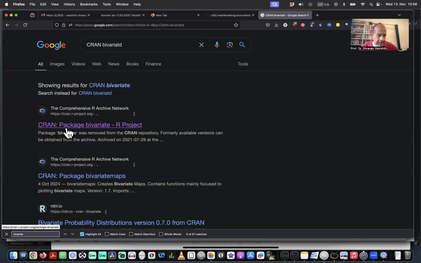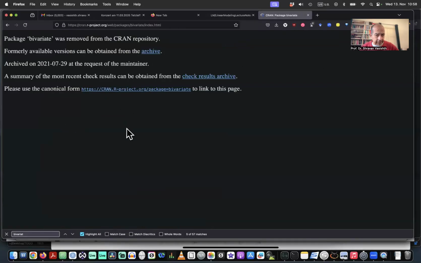Yeah. So this gets me to this bivariate package here, okay? And it says here, this package was removed from the CRAN repository. The reason for the removal is actually really stupid. So what happens is that in order to be allowed to put a package on the CRAN repository, you need to pass some tests, right?